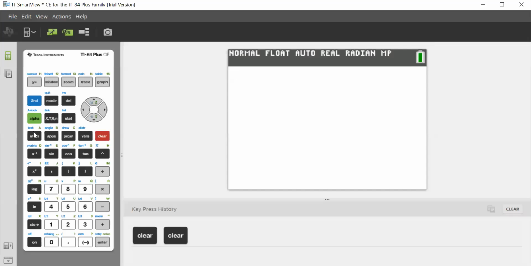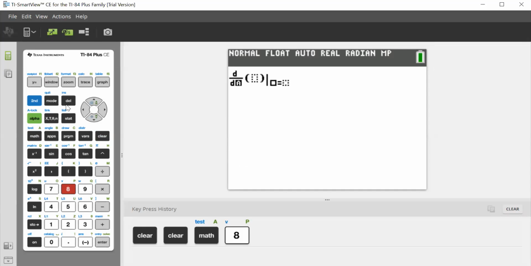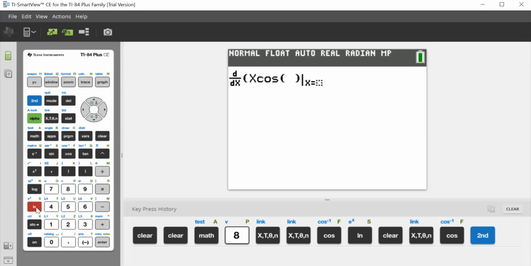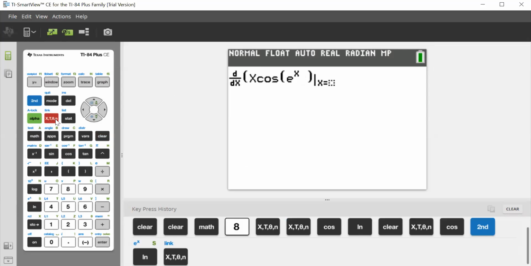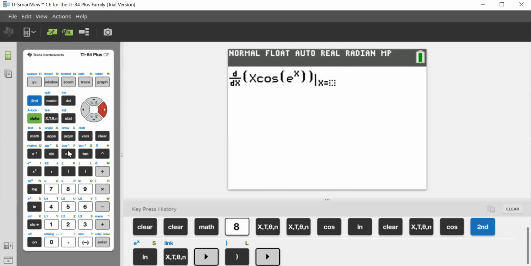Let's plug it in here and just make sure. So option 8 on there, derivative with respect to x, and what was our function? It was x cosine e to the x, right? Yes. So x cosine of e, that's natural log, not e, x cosine e to the x. Let me repeat that. And we're going to evaluate it at the sine of 2.